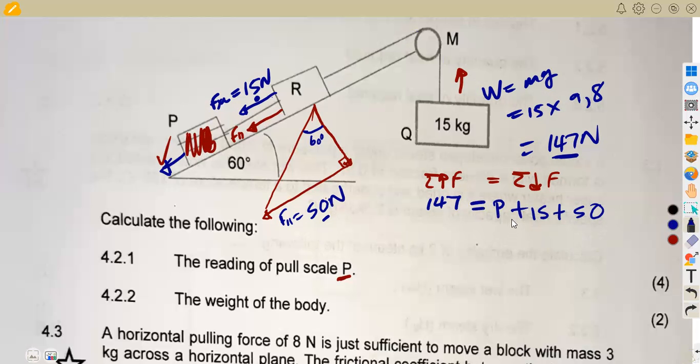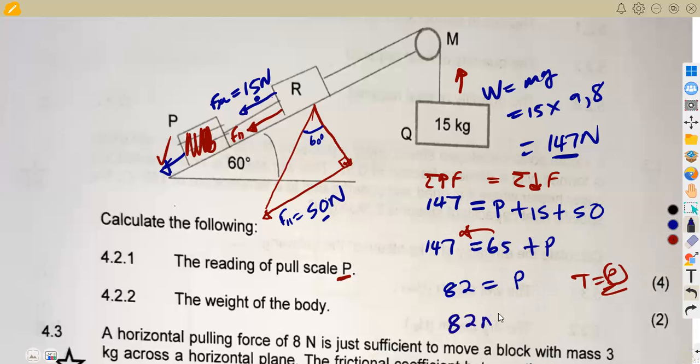That was the consideration there. So 147 is equal to, combine this, you're going to obtain 65 plus P, whereby P represents the tension at this point. So you can even use it as T. All right. So transpose this to this side. 147 minus 65, which is 82 in this case, is equal to P. So like I said, T is the same as our, like here I'm just using P, but it's the tension. So meaning to say, we are simply talking about a tension here, a reading of 82 Newton at the end. That is the reading that you're going to have there.